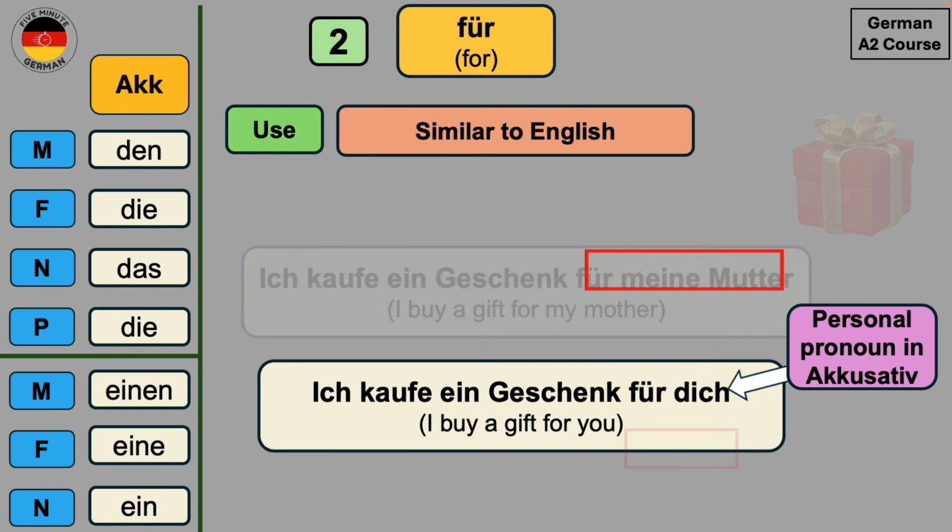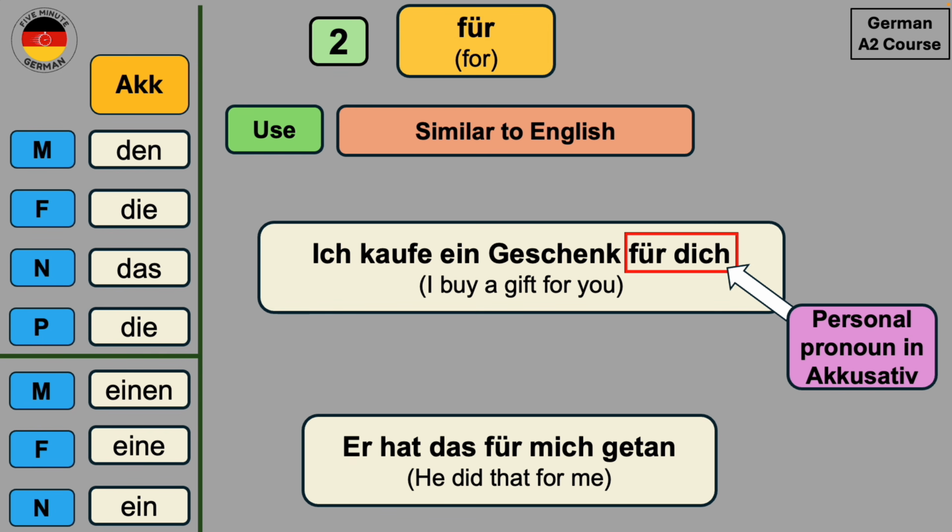So another example can be, Er hat das für mich getan. He did that for me. So over here again I have used mich, which is again a personal pronoun in accusative. I did not use ich or mir over here because für is an accusative preposition and always the accusative personal pronoun will come after it.